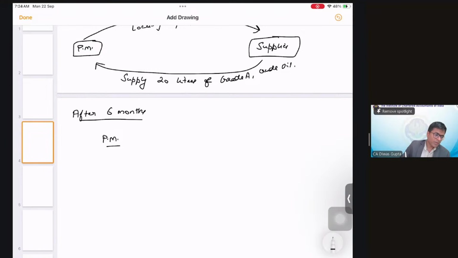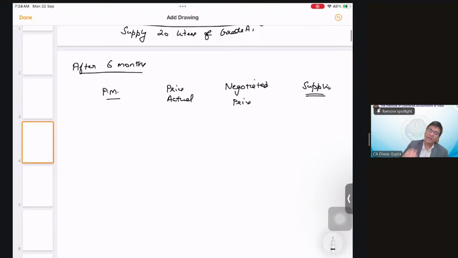Here there is a procurement manager. There is an actual price, negotiated price, and the supplier. Okay, now let me explain what is happening here.